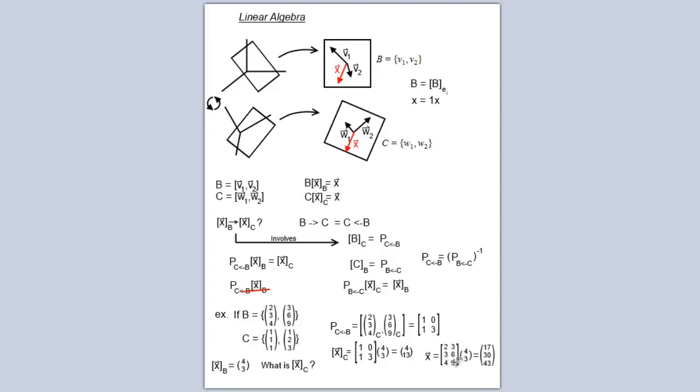If we multiply the matrix representing B by x in terms of B, you just get x, which, in terms of the standard basis, is just (17, 30, 43). And doing it the same way with the C matrix and the C coordinate, it's the same, so it works.